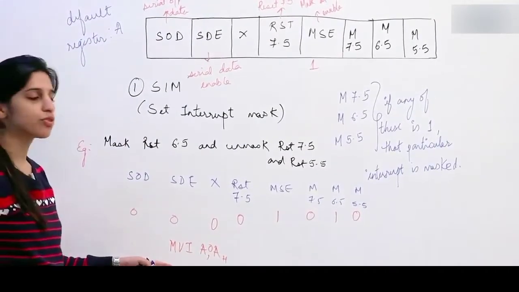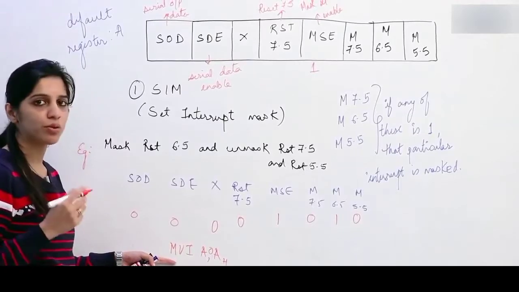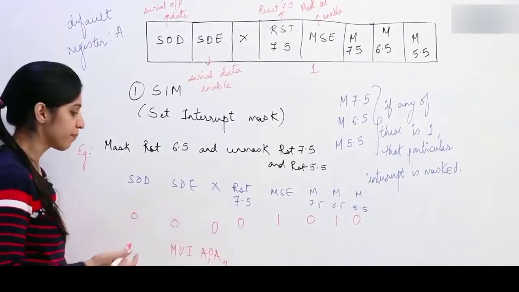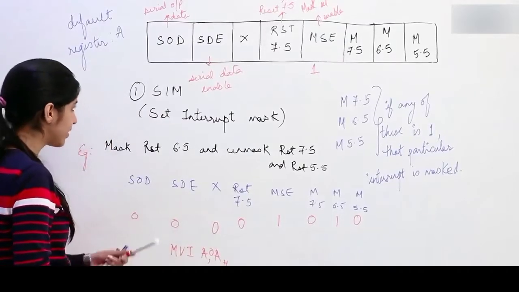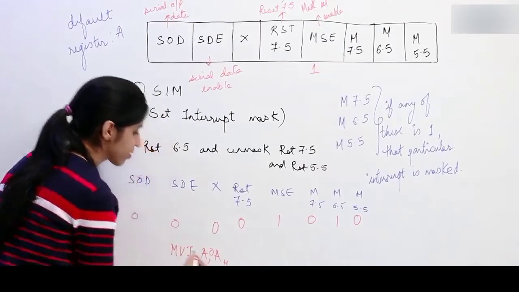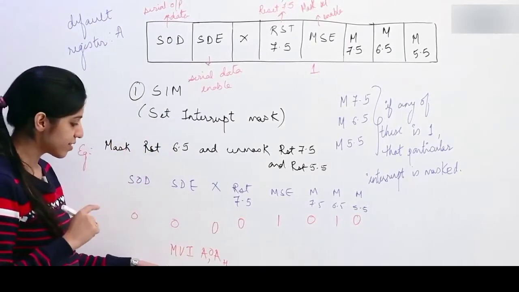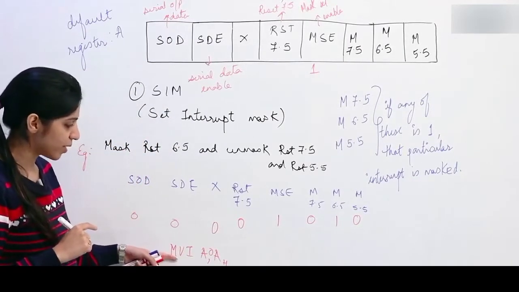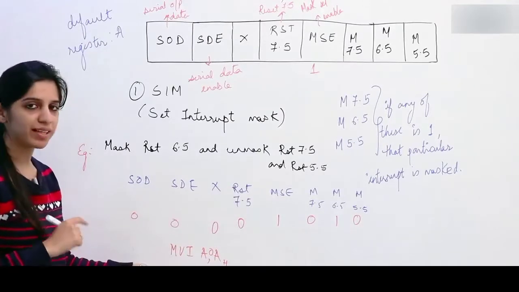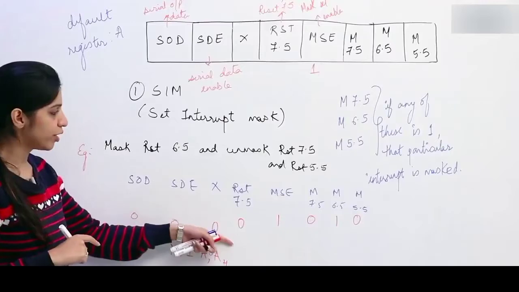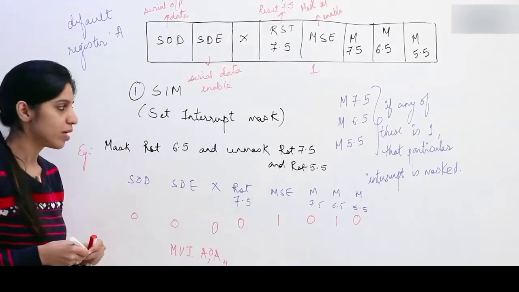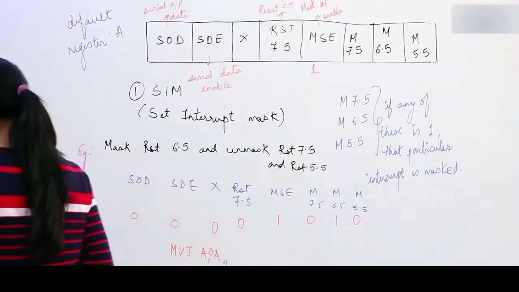What is this going to do? This loads the A register with this data. After writing this, I write the instruction SIM, set interrupt mask. So this instruction loads the accumulator with 0AH, and after SIM, this is going to mask RST 6.5.